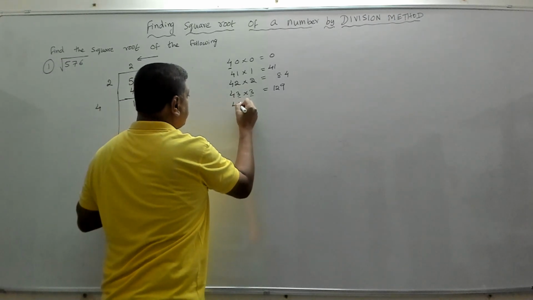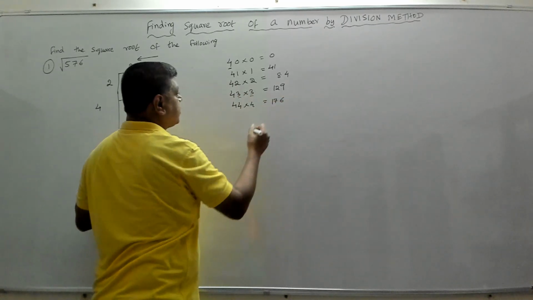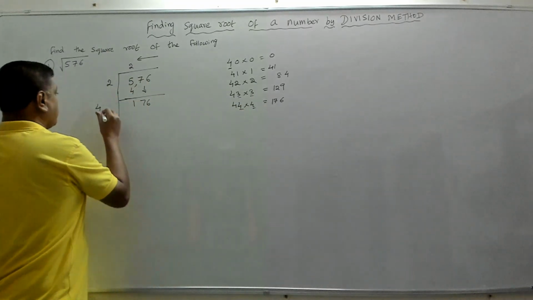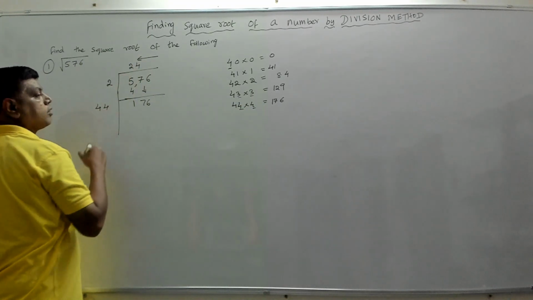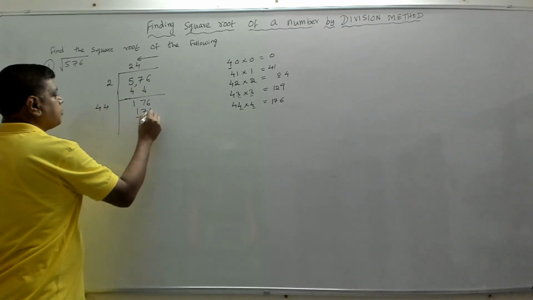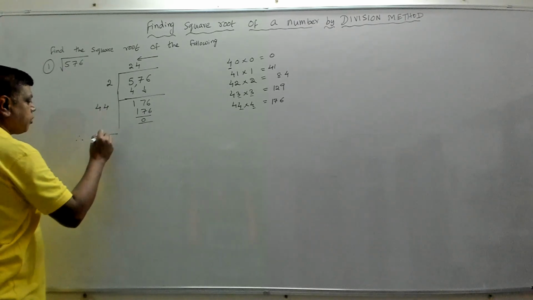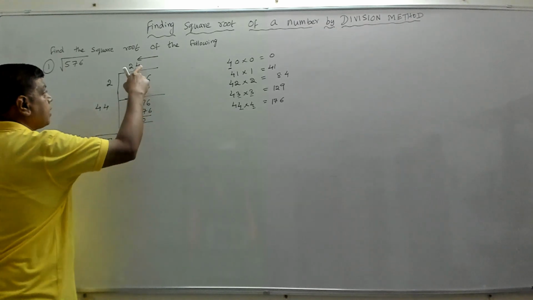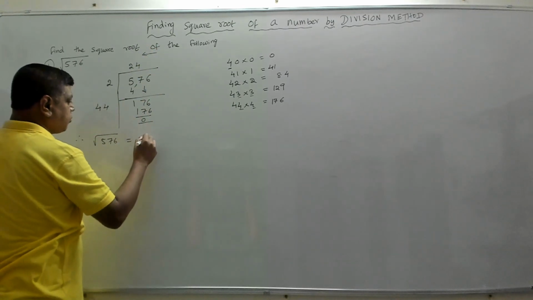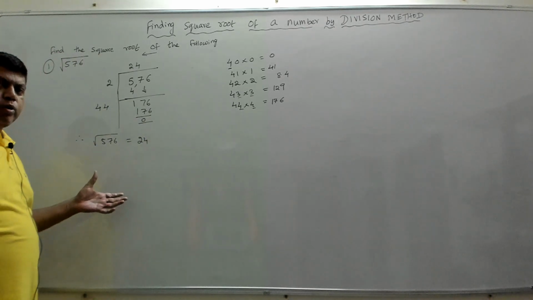Let's try 44 into 4. 4 4s are 16, 16 plus 1, 17. So we got 176. How many times? 4 times, 44 into 4. So you have to put this 4 and then 4 here. Then 44 into 4 is 176, so the remainder is 0. Therefore, the square root of 576 is equal to this value, which is 24. This is 24. So this is how we find the square root of a number using the division method.